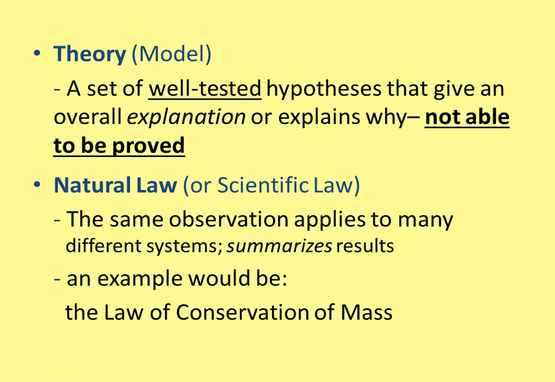Scientific laws come about when the same observation applies to many different systems. So an example here would be the law of conservation of mass, which you'll see throughout this course. The law of conservation of mass says that during an experiment, no matter is ever lost or gained. It just changes form, meaning that matter doesn't disappear into the ether. It does have to go somewhere.